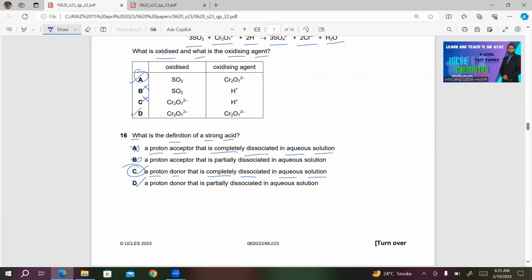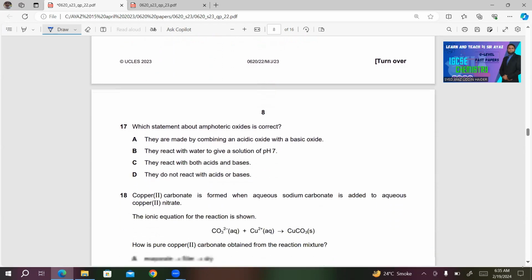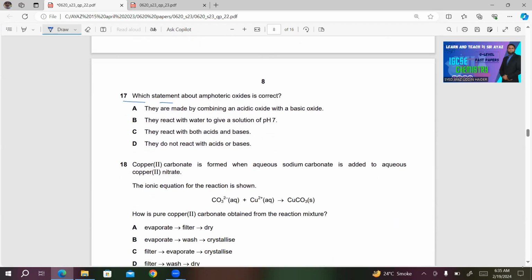Number D, a proton donor that's partially dissociated in aqueous solution. This is incorrect. The reason is that this is the property of a weak acid, not a strong acid. Number 17, which statement about amphoteric oxides is correct? They are made by combining an acidic oxide with a basic oxide.